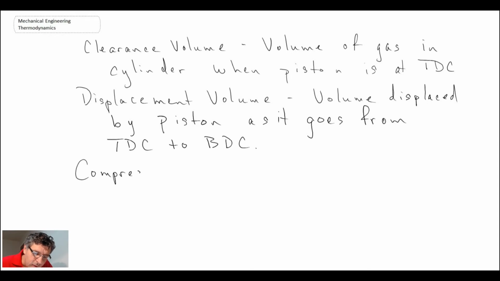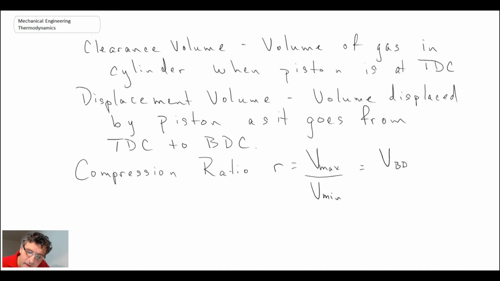Compression ratio. We will talk quite often about the compression ratio of different engines. It's a very important quantity because it enables us to quantify the efficiency of the engine. Numerically, it is defined as Vmax over Vmin, so the volume at bottom dead center divided by the volume at top dead center. It basically quantifies how much we're compressing the air-fuel mixture within our cylinder.